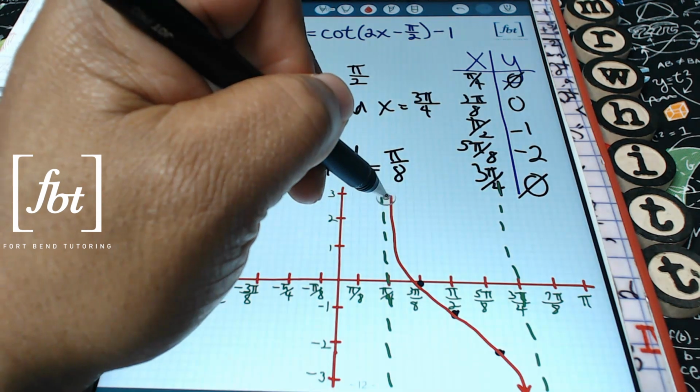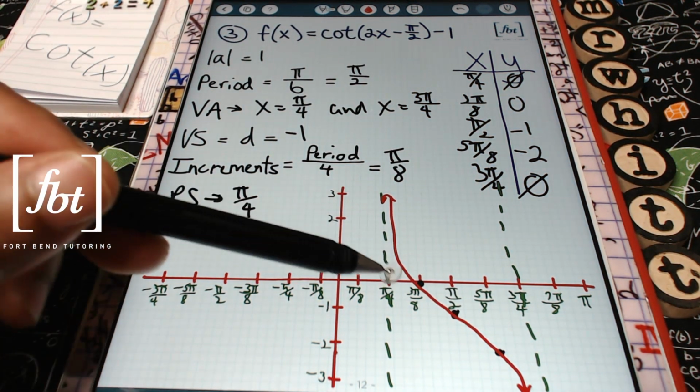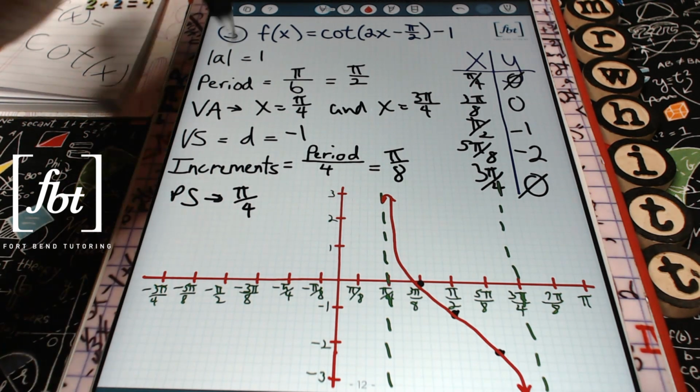Like so. Okay, so it's just been shifted down 1, as well as our horizontal phase shift, which brought us over to pi over 4 in the first place. And this is a full period of our cotangent function for problem number 3.